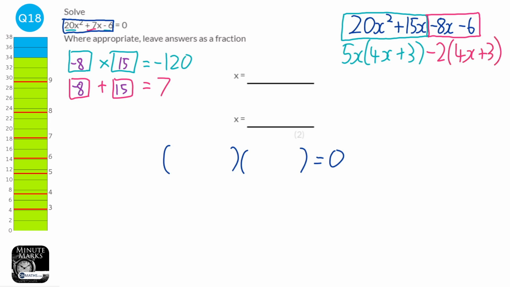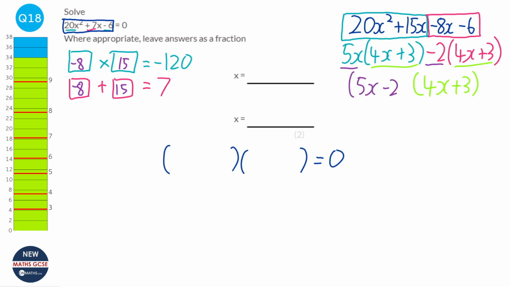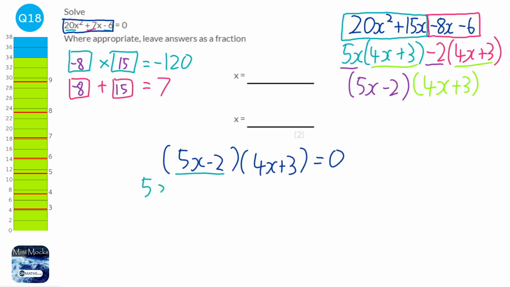The repeating bracket is going to be our second bracket, so 4x plus 3. And the bit on the outside, 5x minus 2, will be our first bracket. So 5x take away 2 will be our first bracket. Put that into our equation. And to solve this now, we get the first bracket equal to 0.